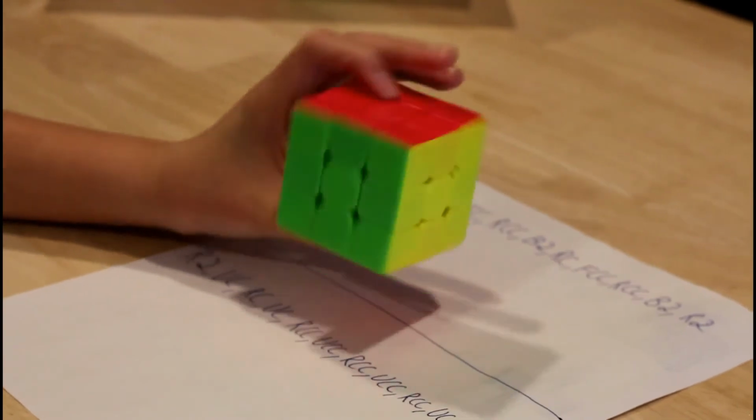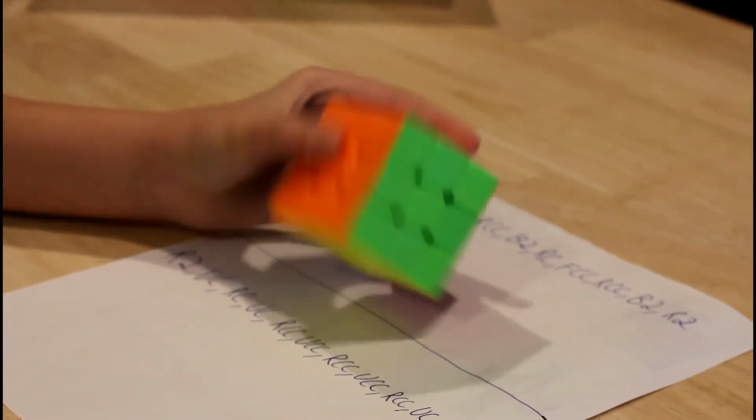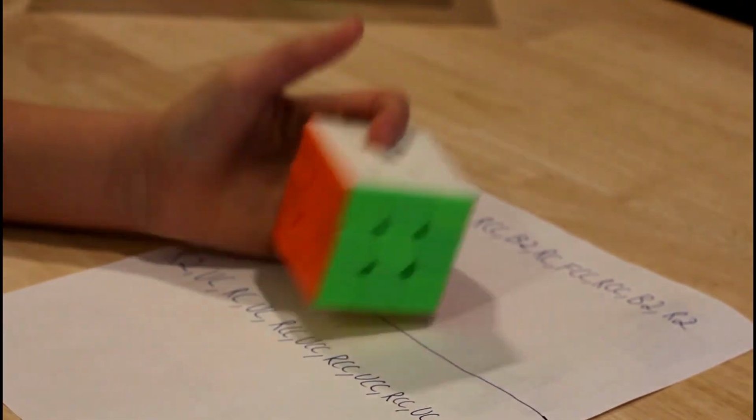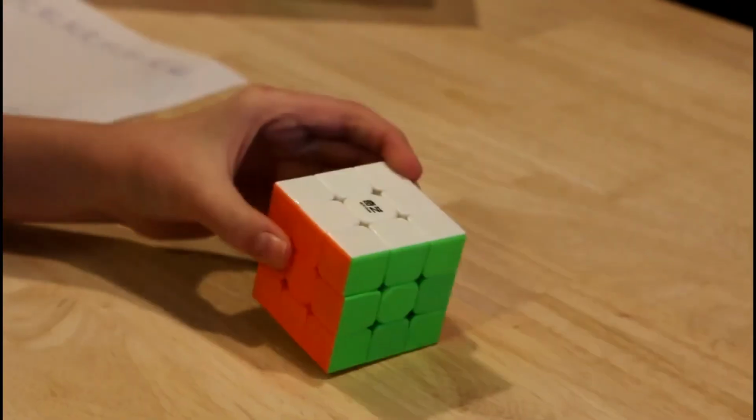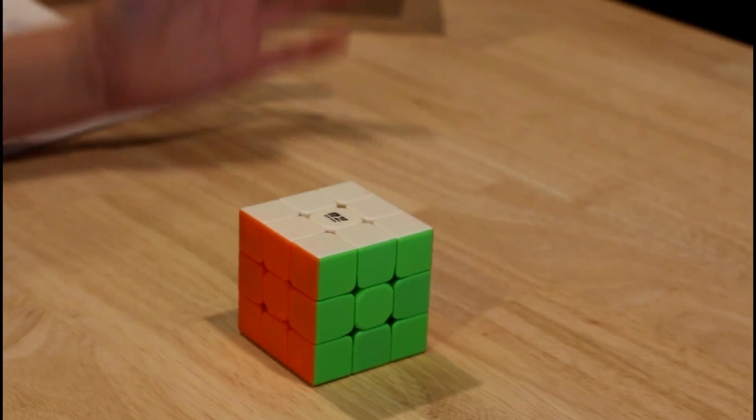You have your solved Rubik's Cube. If you don't get a solved Rubik's Cube, you just want to do that last moveset again. I'll show you the picture again. Just want to do that last moveset again. Sometimes it takes 3 times, but that's okay.